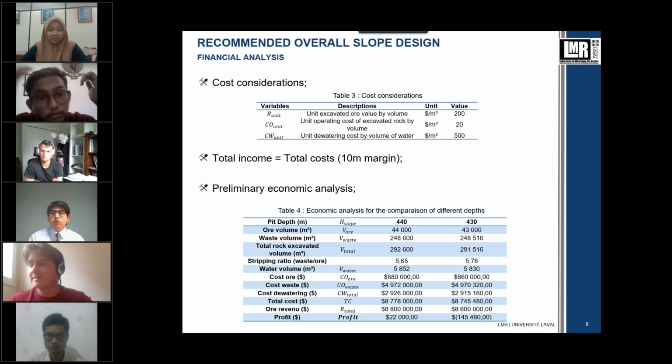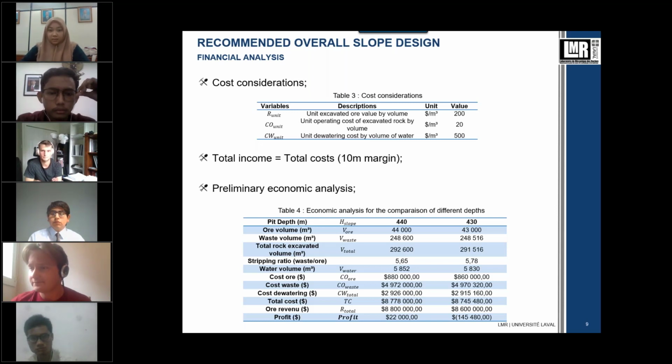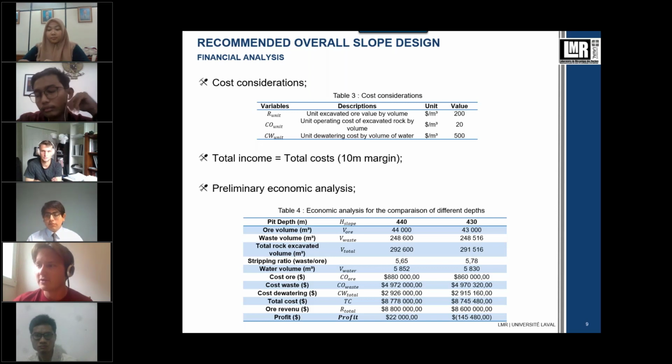The economic criteria stipulated that the total income from the ore being mined must equal the total cost of the project, which are the excavation cost and the dewatering cost. Also, a 10-meter margin was used. The economic analysis shows that for the geometry of the design presented before, this rentability threshold will be achieved at a pit depth between 440 and 430 meters with a strip ratio of 5.67.